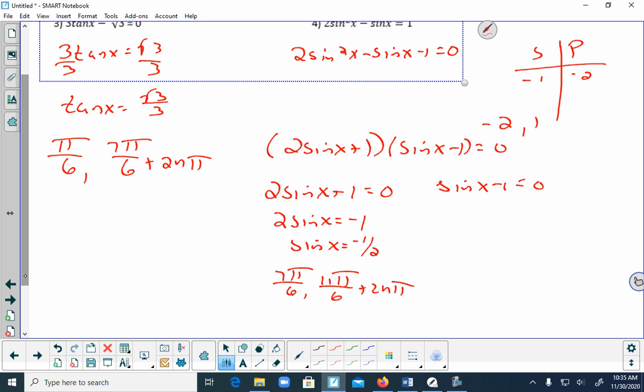And then here I'm going to say sine of x, add 1 to both sides, is equal to 1. And that happens at pi over 2 plus 2n pi. And you can lump all these together. You could write 7 pi over 6, 11 pi over 6, pi over 2, and then plus 2n pi. And that's the same thing as what I wrote. Either way is acceptable.